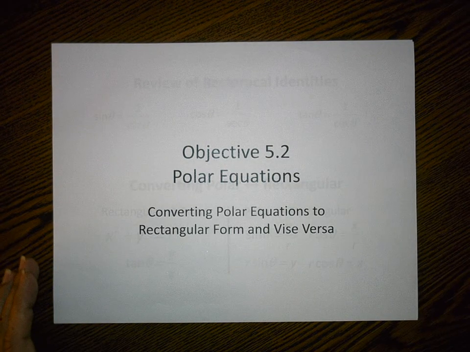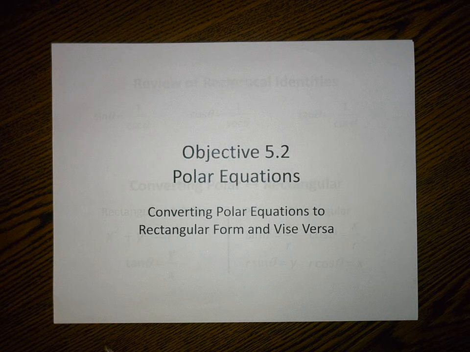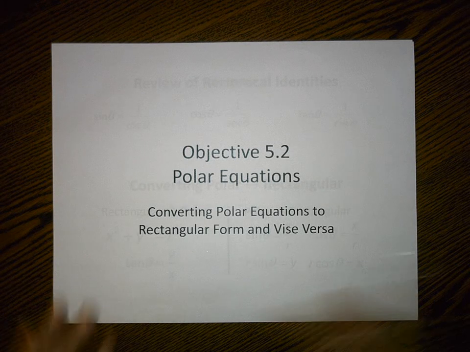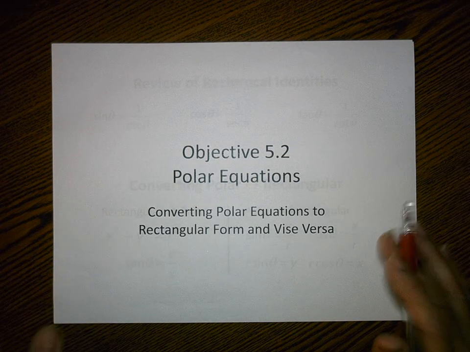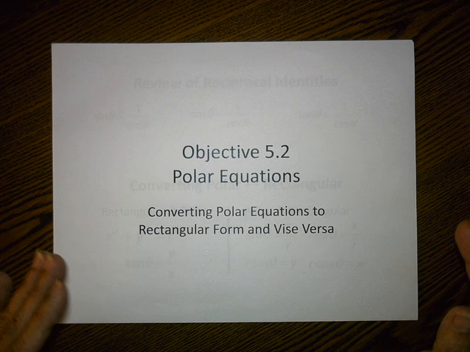All right, everyone, here we go. Objective 5.2, polar equations. So we learned about polar coordinates. This is polar equations. And we're going to learn about the difference between each of them and how to convert back and forth from polar equation to rectangular equation and vice versa, okay?